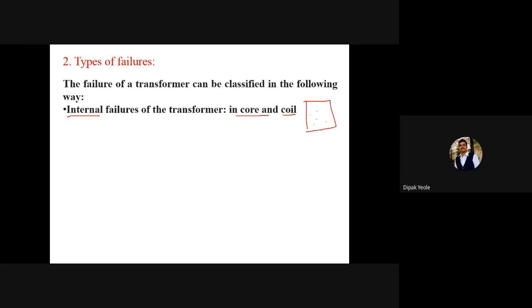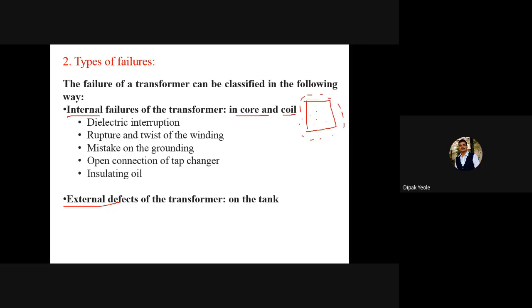As well as internal, there are external defects also available. It means on the tank, so this is the outside. Because of lightning, you can say this is an external defect. Because of natural disasters, if suddenly a tree falls on the power transformer, then that can be an external defect. Now, what is the internal defect? Obviously, dielectric interruption can happen. There can be rupture and twist of the winding. Mistake on grounding. Grounding plays an important role for the transformer.